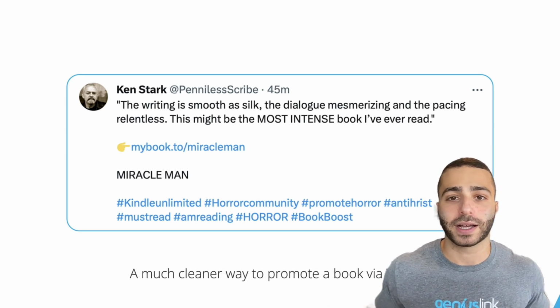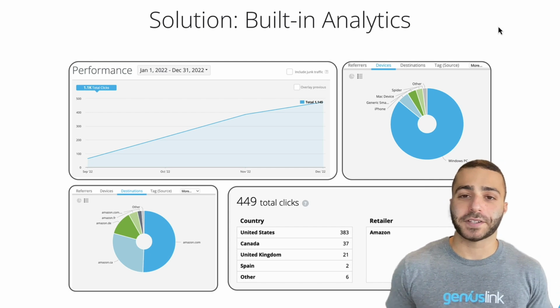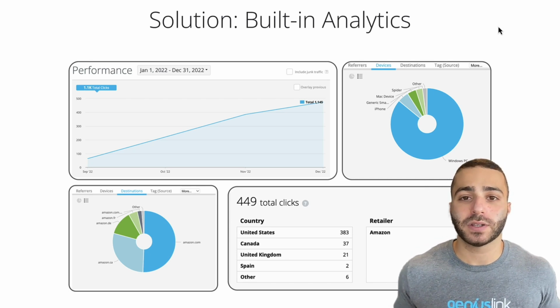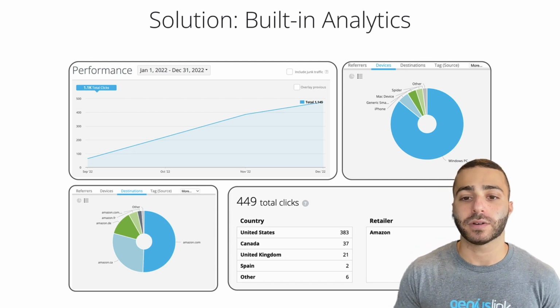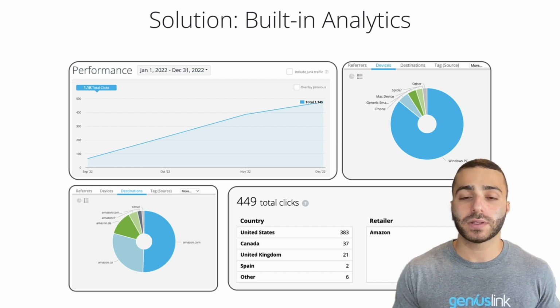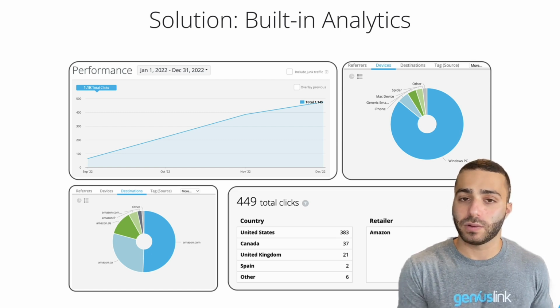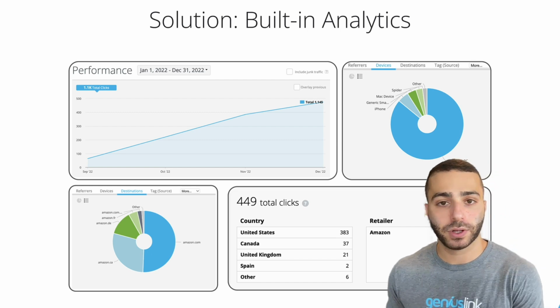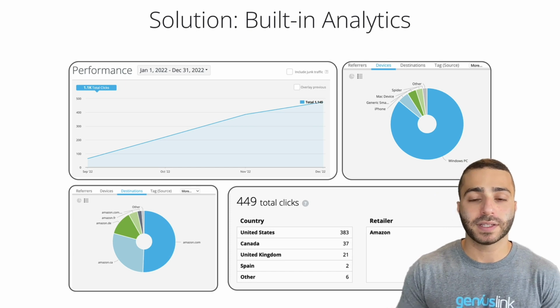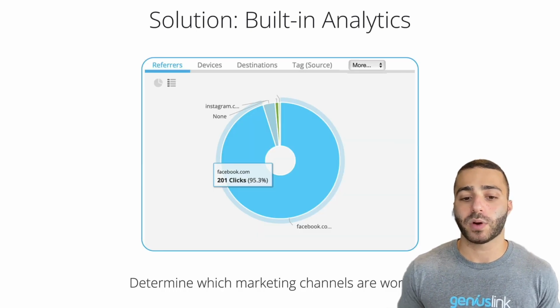All right, so let's get a little bit nerdy and talk about the analytics that are now available to you because you're using a Geniuslink universal book link. Geniuslink is now going to allow you to select a date range and view the number of clicks that have passed through your book links over time. This is going to allow us to view different trends in how our book marketing is performing.